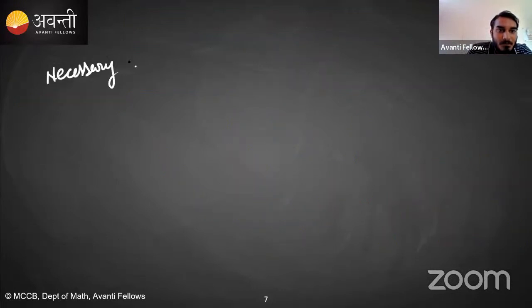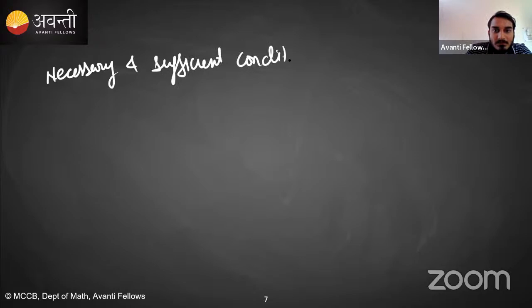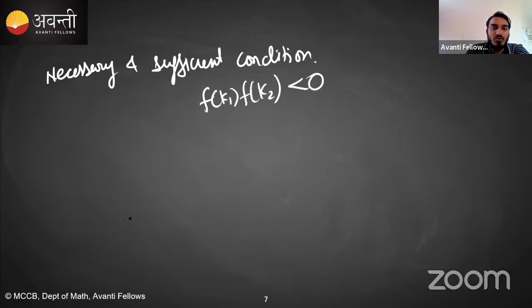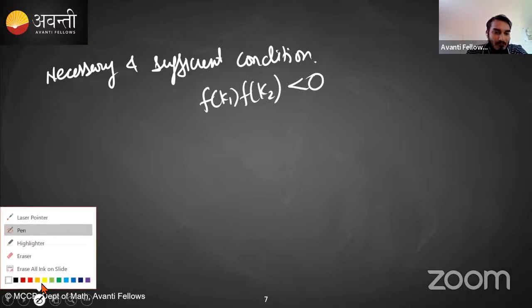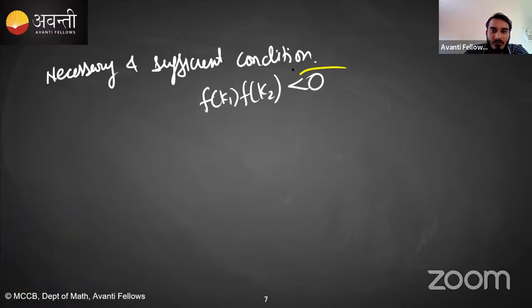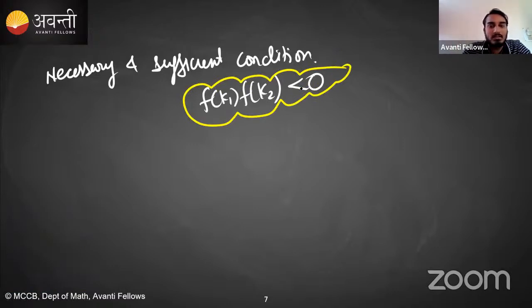Necessary and sufficient condition is that f of K1 into f of K2 is less than 0. Okay, f of K1 into f of K2 is less than 0. So this is the only condition that should be satisfied if exactly one root lies between K1 and K2.